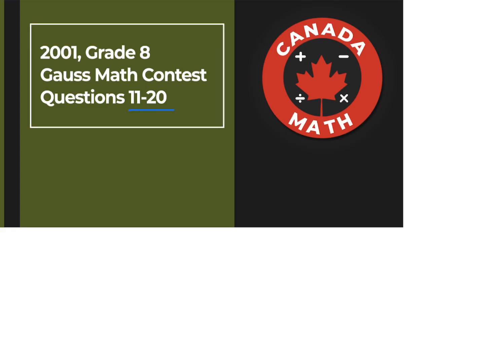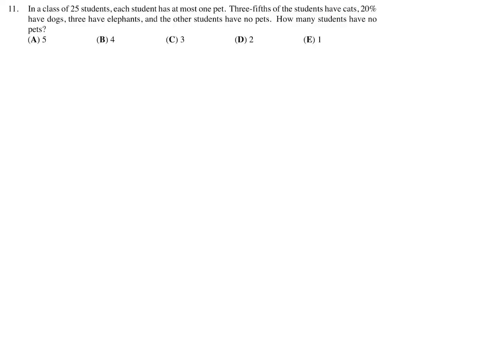Questions 11 through 20 of the 2001 Grade 8 Gauss Math Contest. In a class of 25 students, each student has at most one pet. 3/5 of the students have cats, 20% have dogs, 3 have elephants, and the other students have no pets. How many students have no pets?